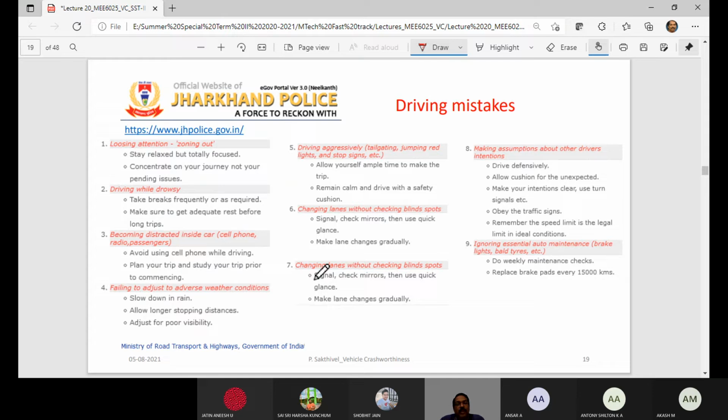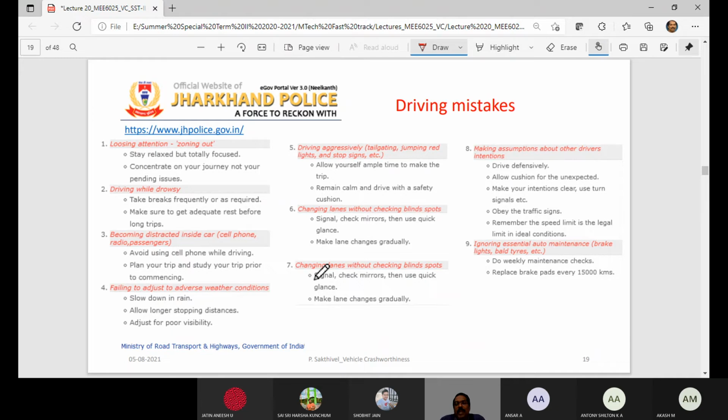So when there is rain, your speed should be reduced. You have to adapt the motion of your vehicle to the environment. With sudden rain, you cannot drive as you would without rain. Then allow a longer stopping distance and adjust for poor visibility. Fog lights should be put on when we drive in the early morning in foggy zones and so on. Driving aggressively is also another common mistake that drivers make.